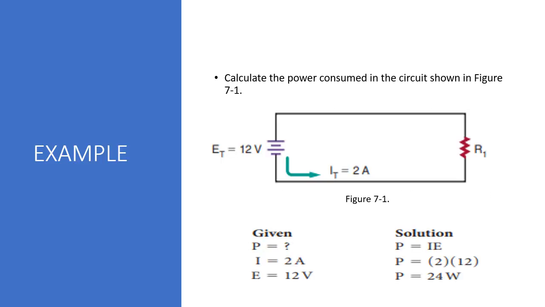Example: calculate the power consumed in the circuit shown in figure 7.1. Given in the figure, current I equals 2 amps and voltage E equals 12 volts. We need to find the power, P. Using the formula P equals I times E, we get 2 amps times 12 volts. This gives a value for power, P equals 24 watts.